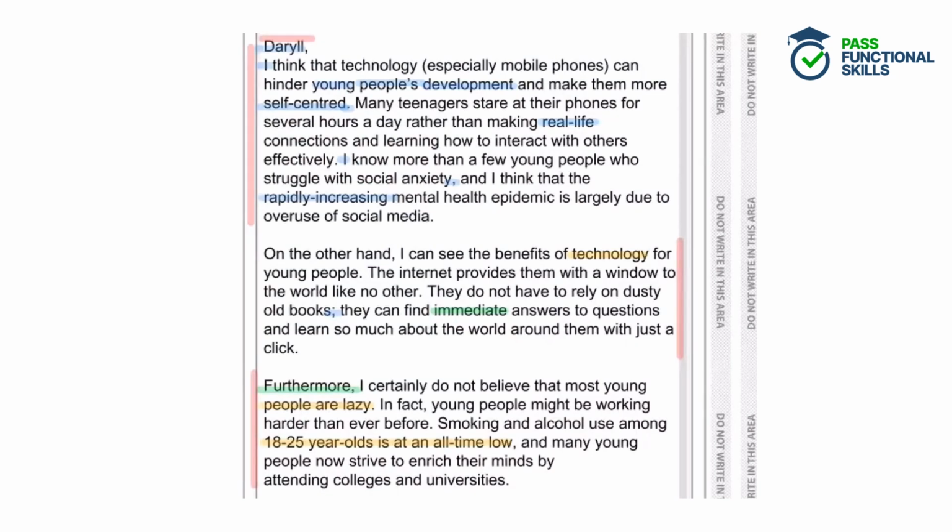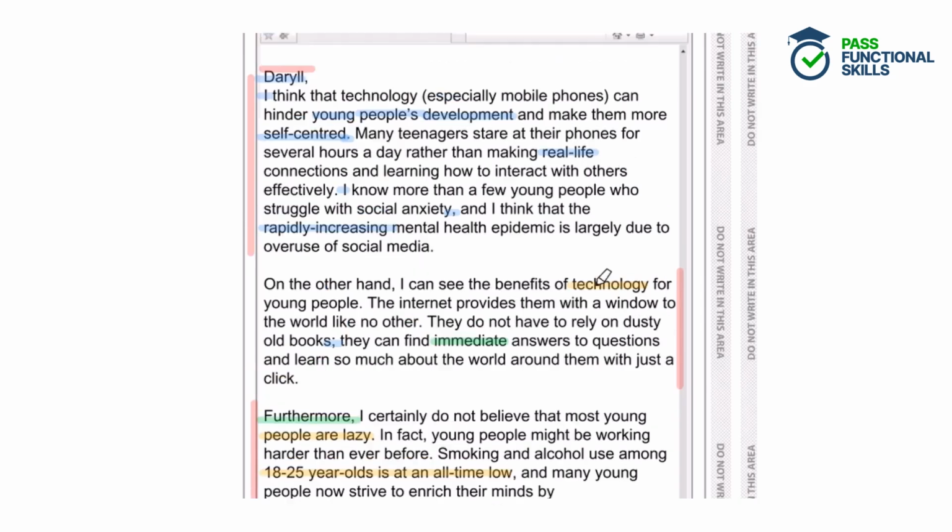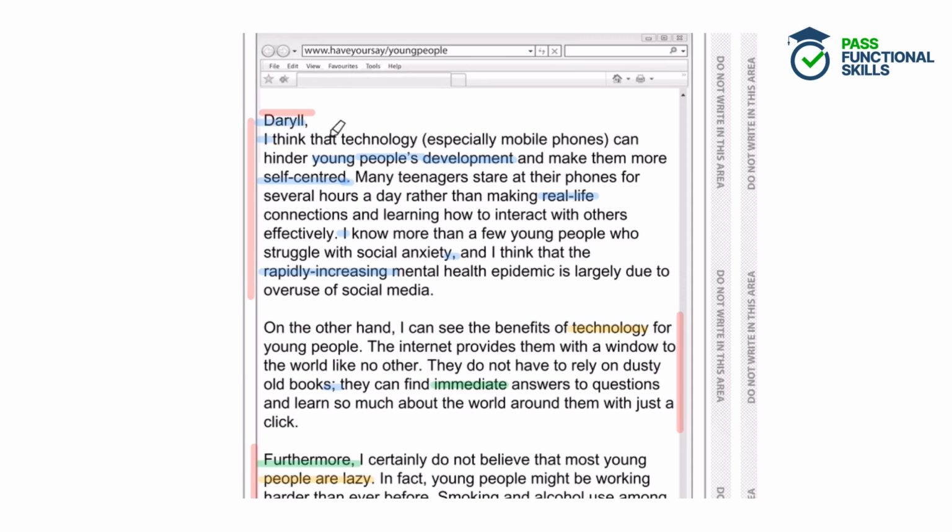Another one of the marking criteria that you'll be assessed on is cohesion. So we need to link up our sentences and join up our ideas within our paragraphs, make sure that everything is cohesive and it flows. So, for example, in the first paragraph, we begin with an opinion. I think that technology can hinder young people's development and make them more self-centred. So we're talking about technology, especially mobile phones, and how it's negative.